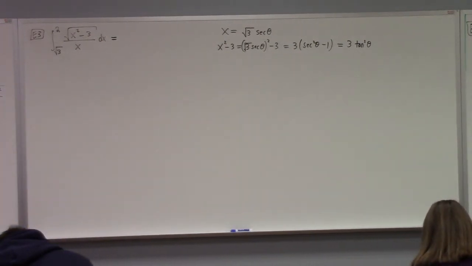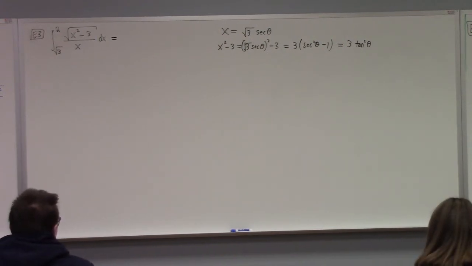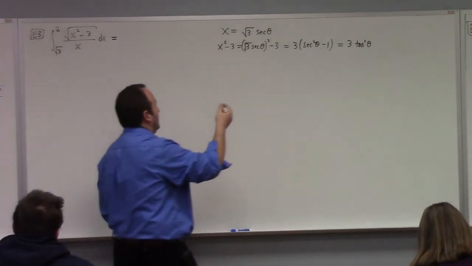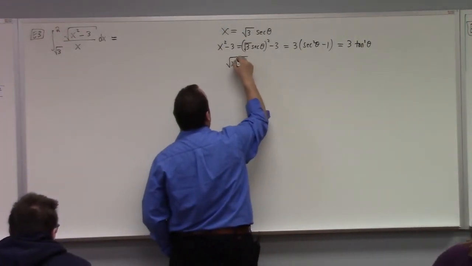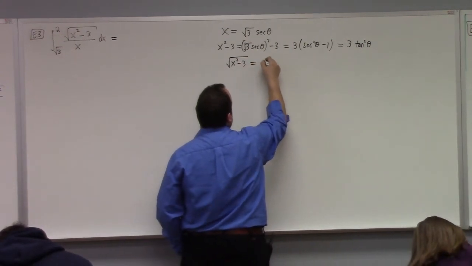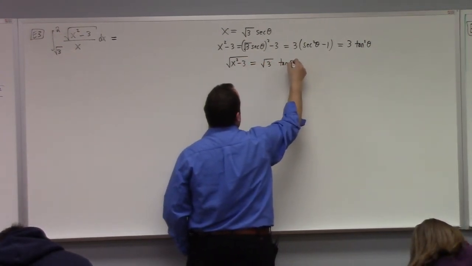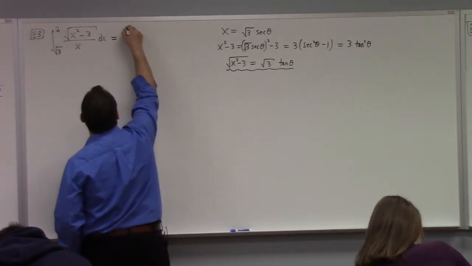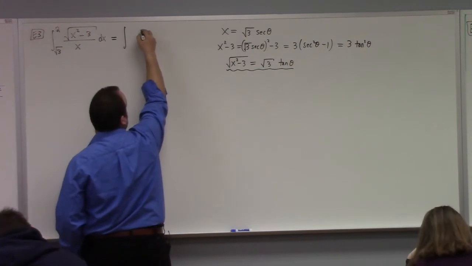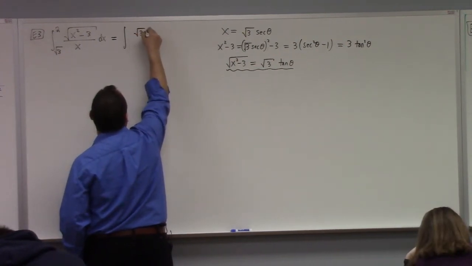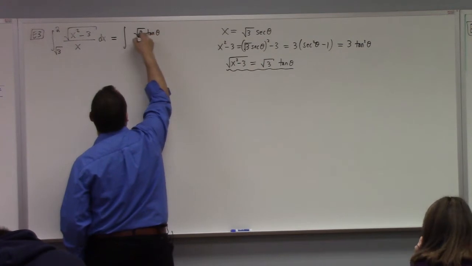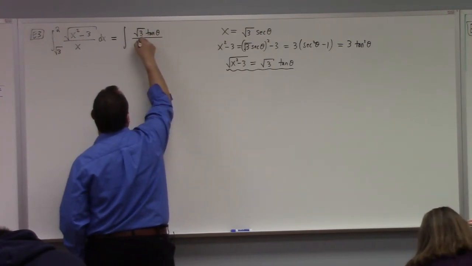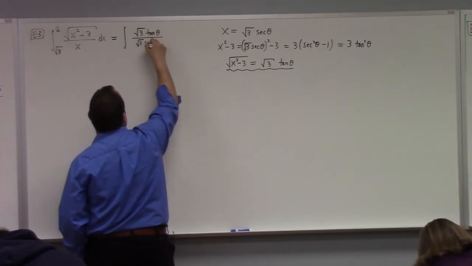Because now the difference of terms under the radical becomes a single squared thing, which means what? We can get rid of the radical, right? So the square root of x squared minus 3 is root 3 tangent theta. Yay. So this is going to be the integral of root 3 tangent theta divided by, what was x? Oh, root 3 secant theta.